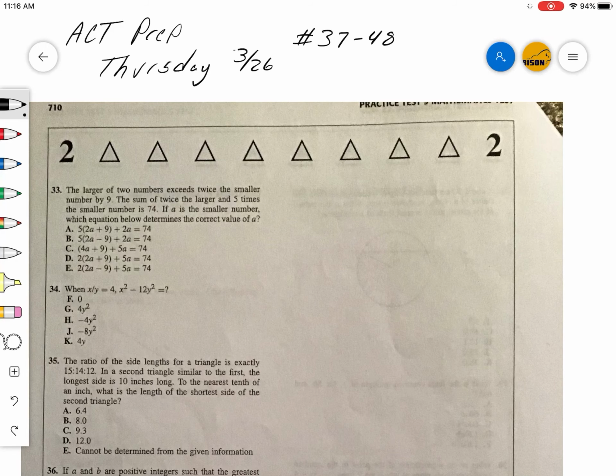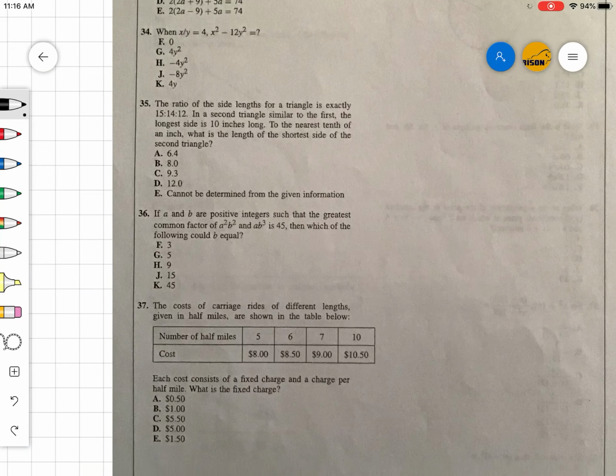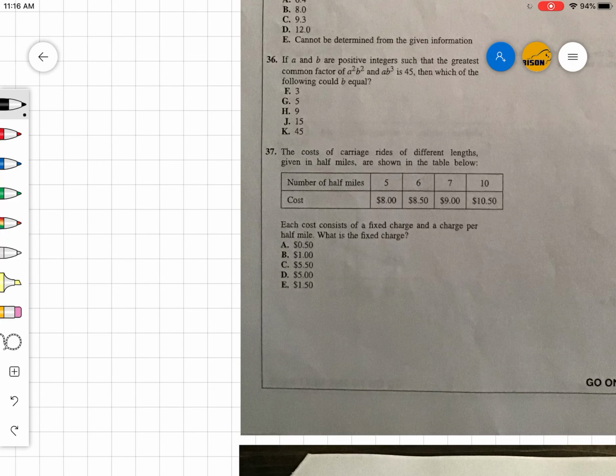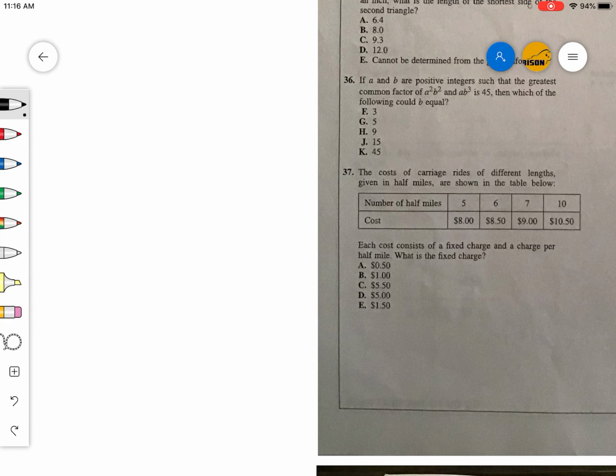Okay, so I'm going to go ahead and take you through these. I'm going to start on number 37. I'm going to move my paper over to the edge of the screen so I can work in the blank over here. It works a little bit better for me on this end. All right, so number 37's talking about a carriage ride, and it's given different lengths and given in half miles, and the table represents that.